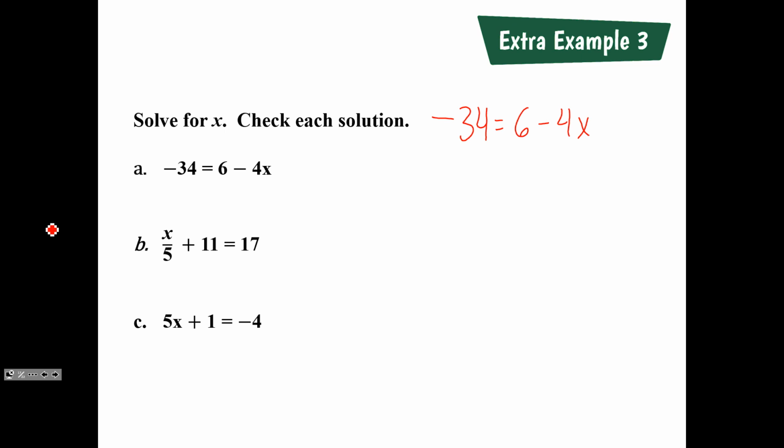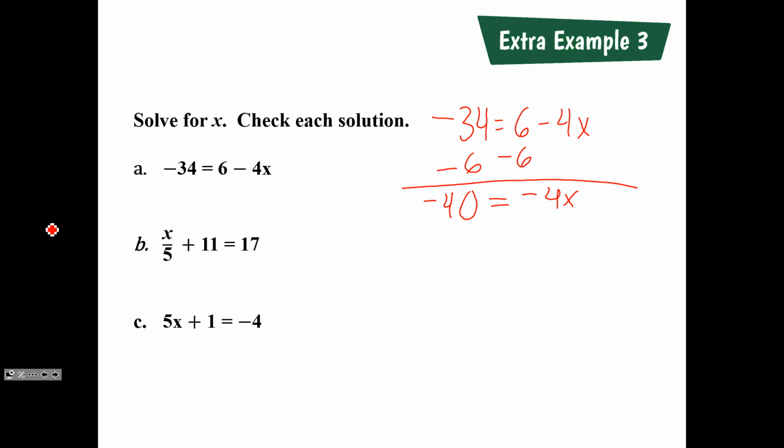How do we get rid of that 6? Yeah, we'd subtract it from both sides. So when we do that, we have negative 34 minus 6. What is negative 34 minus 6? Negative 40. And then what are we left with on the right-hand side of our equation? Negative 4x. Remember, we didn't get rid of this negative sign, so it's negative 4x. So now it's a one-step equation, right? Our variable is being multiplied by something.